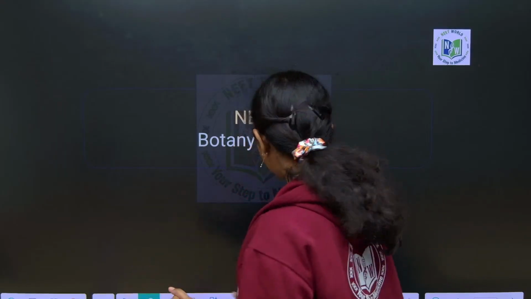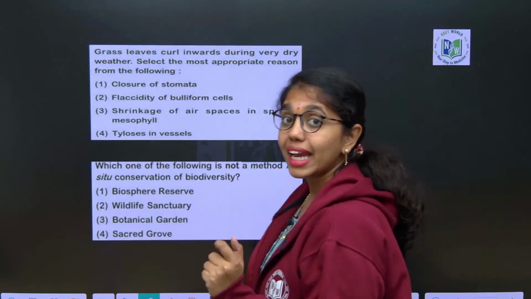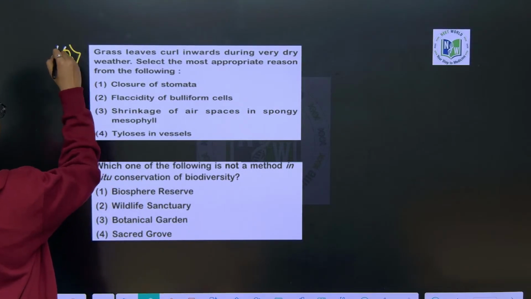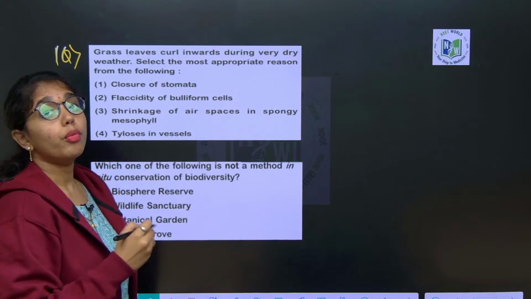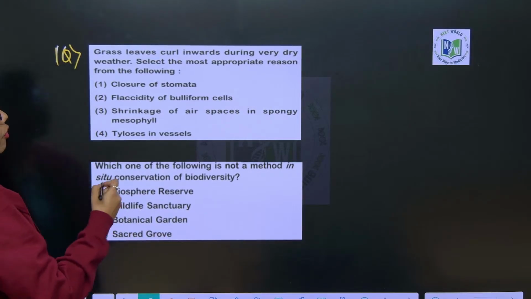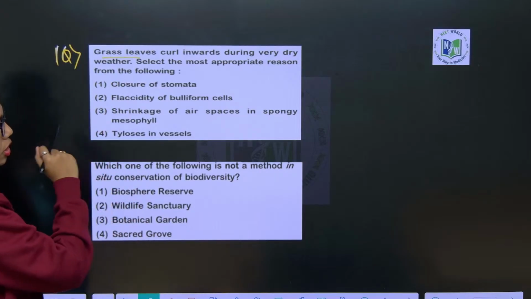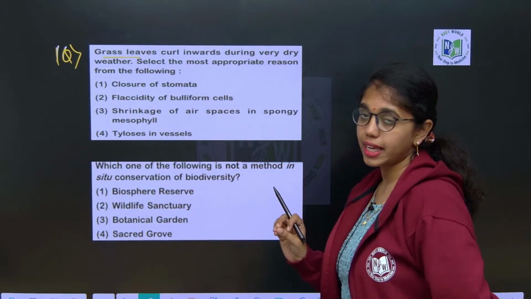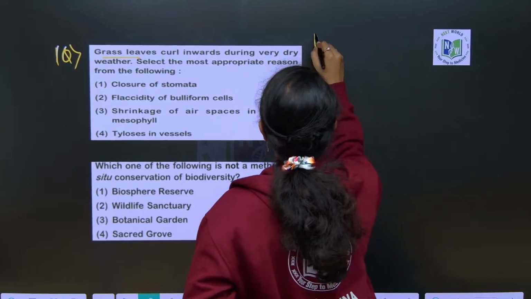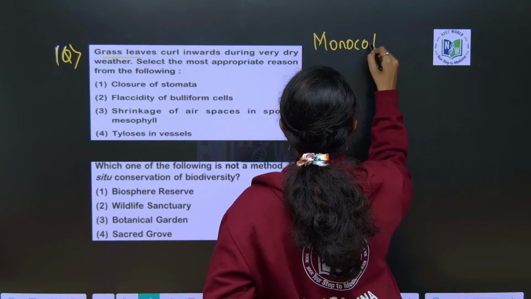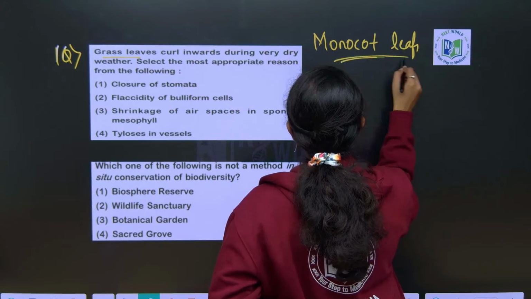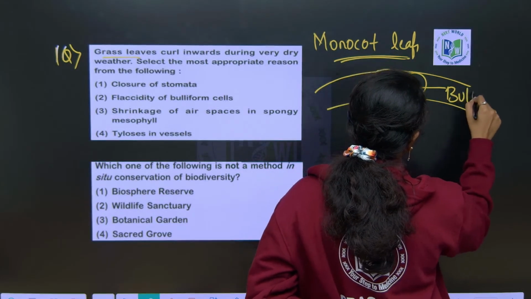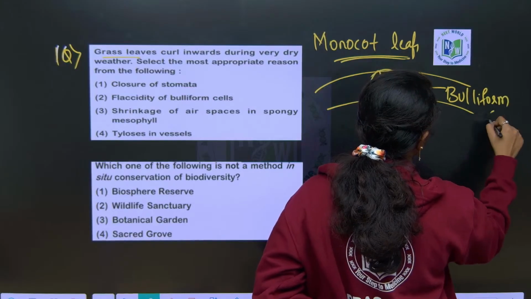If you look into the first question, it is from the anatomy of flowering plants, from the monocot leaf and bulliform cells. Grass leaves curl inwards during very dry weather. Select the most appropriate reason from the following. If you see a monocot leaf, over the epidermis you will have large cells. These are called bulliform cells.